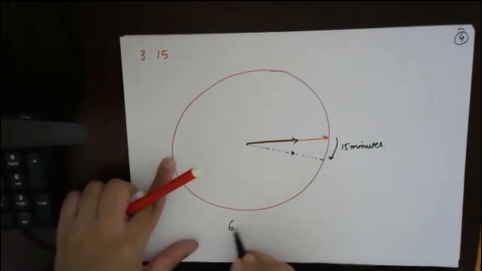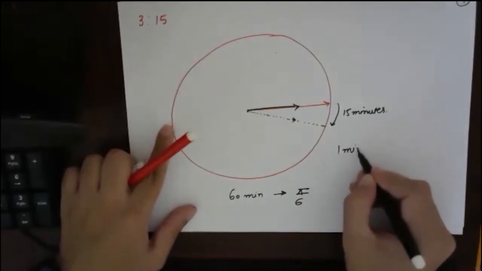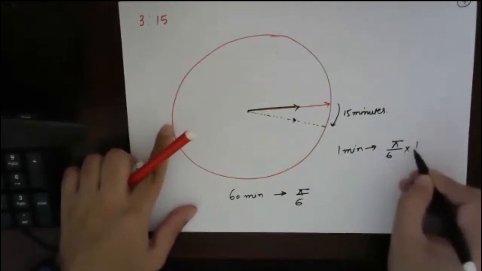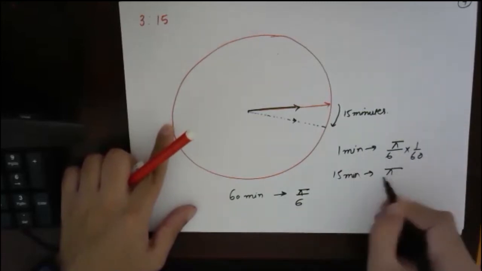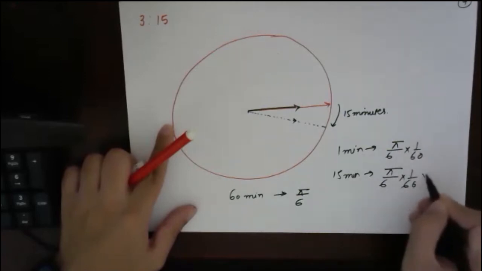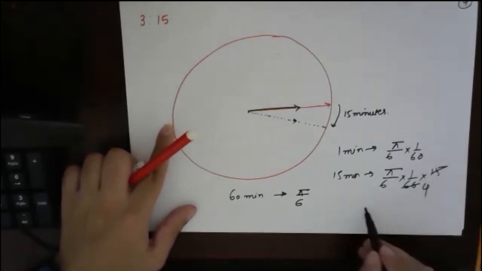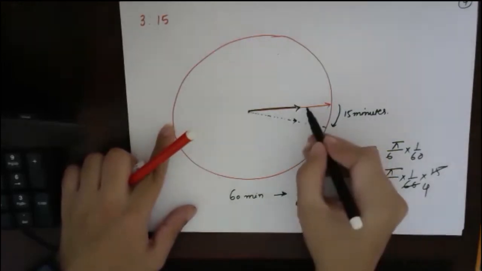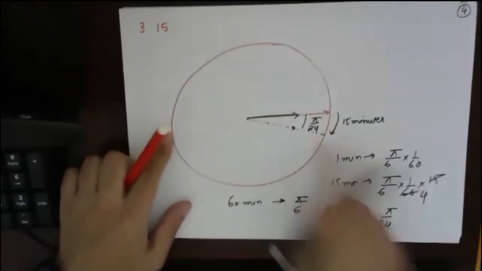So in 60 minutes, our hour hand moves pi by 6 radian. So in 1 minute, it will move pi by 6 into 1 by 60. In 15 minutes, it will move pi by 6 into 1 by 60 into 15, which is nothing but 5 by 120, so this is pi by 24. So this angle will be simply pi by 24.